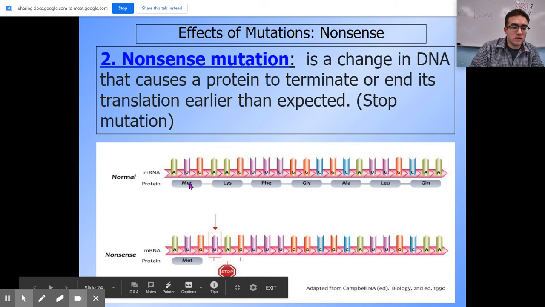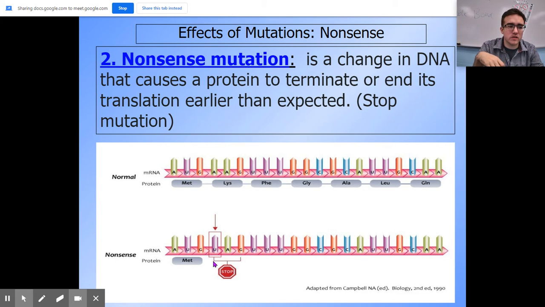So instead of all these amino acids getting made, we make the first amino acid, methionine, and then it stops. So then the protein doesn't get made, or it gets cut off, so it's shorter than expected, which means it doesn't work right, the function isn't there. So that's a nonsense mutation.